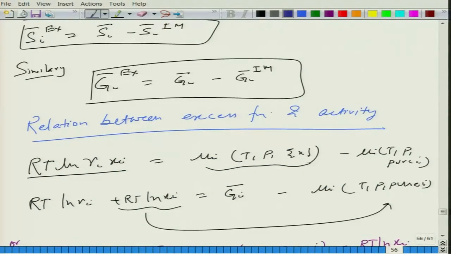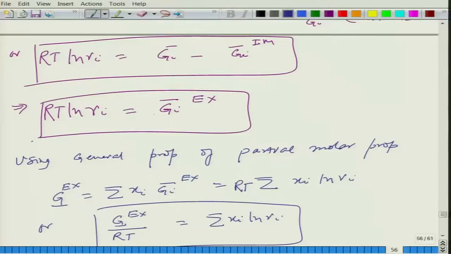And this can be extended to partial molar properties, because, being an extensive property, you can use that. The definition of excess, that is, the difference of the property with respect to that in the ideal mixture, can further be extended to partial molar properties. That's how we defined Gi bar excess. Then we showed that Gi bar excess is related to the activity coefficient as RT ln gamma i. This is the general property of the partial molar excess function, and this is something which will become very relevant.